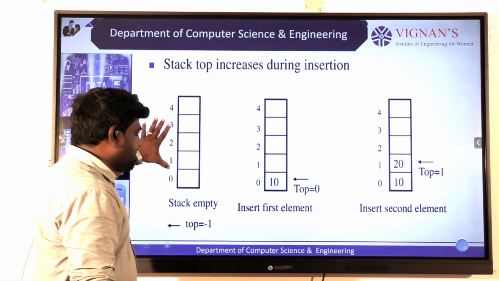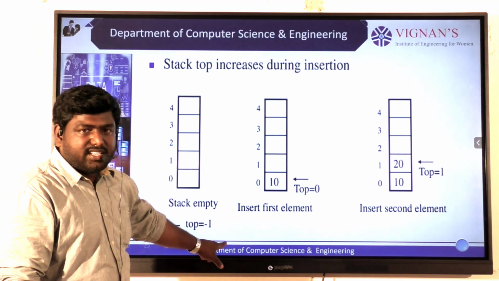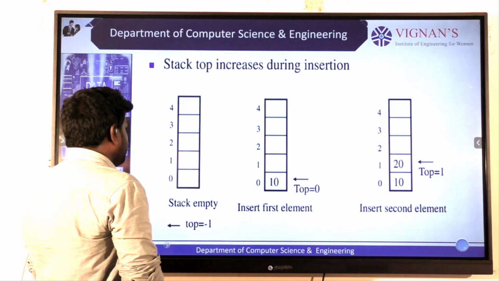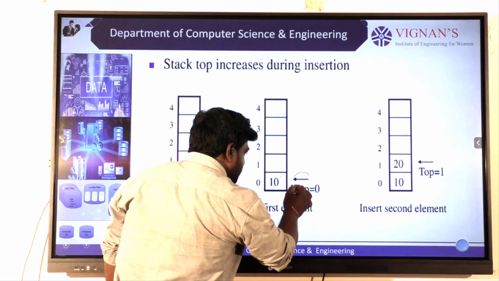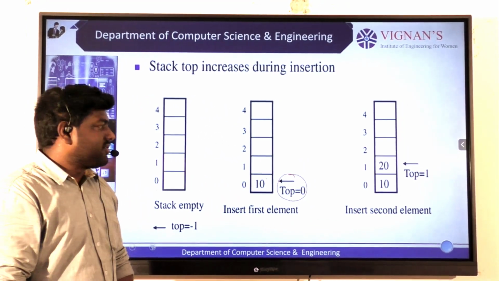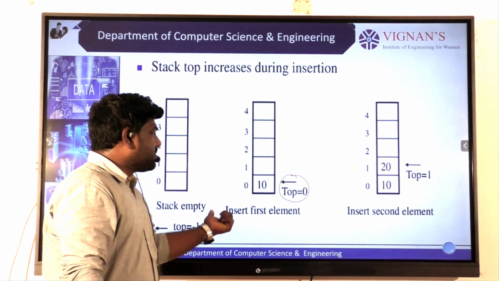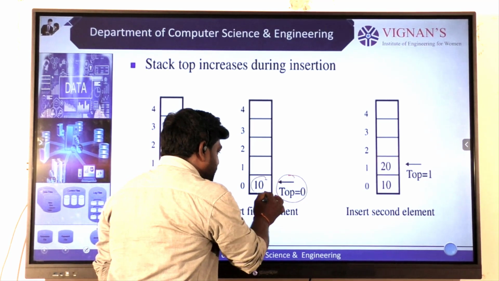Let us assume this is a stack which was empty, and the top was initially -1. When I am trying to insert a new element, first we have to increment the top, because the top is -1. So -1 is the index, so we increment the top first, then we insert a new element called 10.